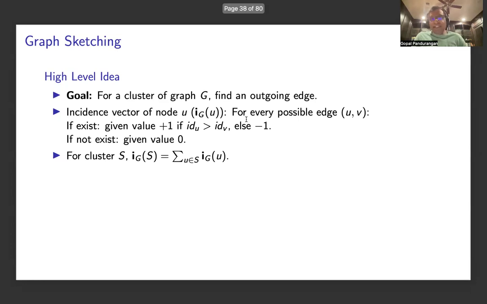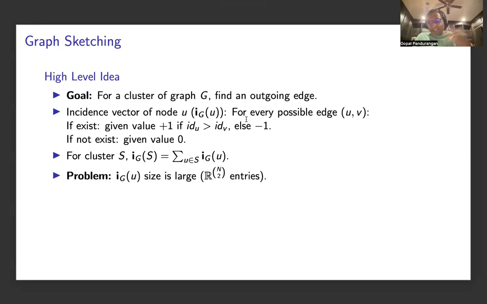And it's very easy to see that the summation of the incidence vectors of the individual nodes in the cluster is equal to the incidence vector of the cluster. The non-zero entries in this incidence vector simply correspond to all the outgoing edges, that means all the edges that leave the cluster. So this is good because then I can sample one edge from this set of non-zero entries.